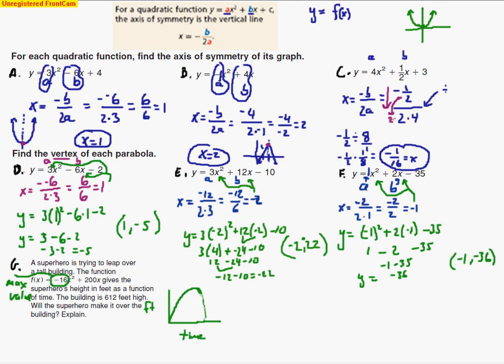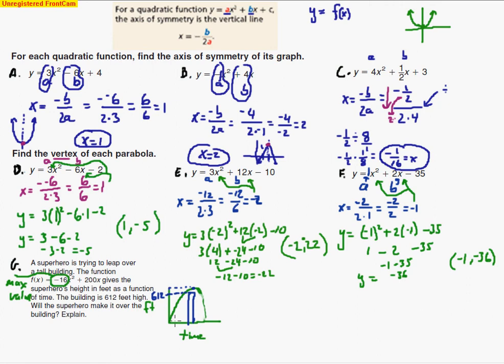And so what we're trying to find is, will that superhero end up getting up to the top of the building? Because the building is here, let's say. Let's say he does. I don't know if we'll find out if he does once we solve the problem, but let's say he does. That means that if this is 612 feet, his maximum height would be higher than 612 feet. And so that's what we're trying to find: is the maximum height higher or is it lower?